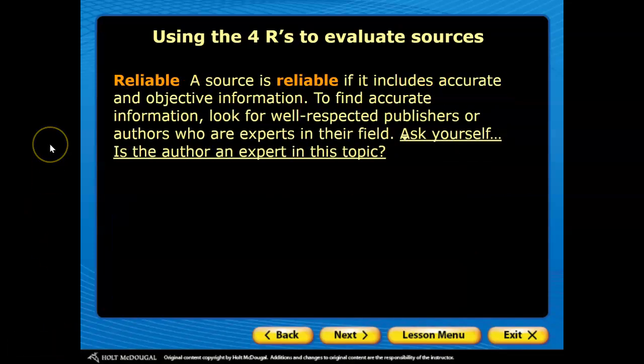The next R is reliable. If something is reliable, it's trustworthy. If something is reliable, it means it's worthy of being listened to. It's giving you accurate and objective information, which means that it can be representative, but it also can be trusted.